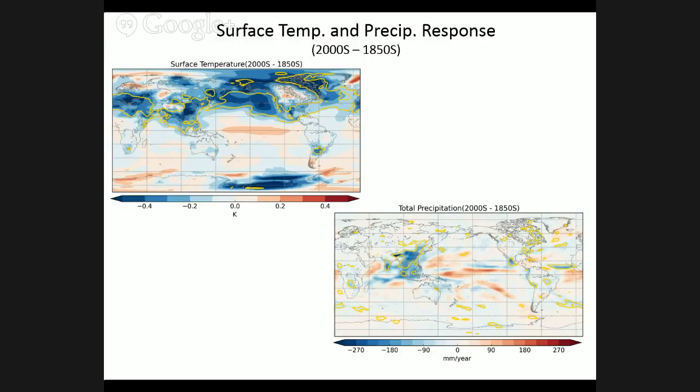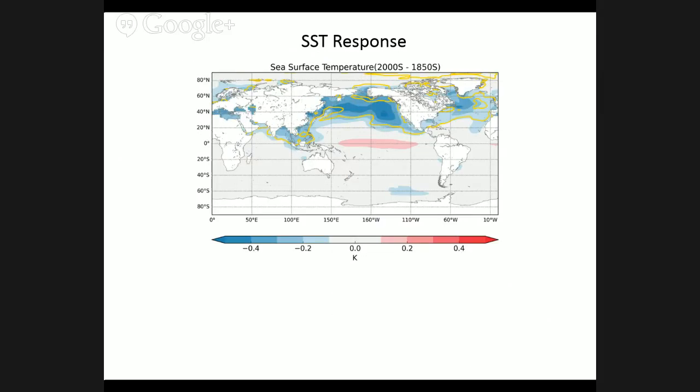Okay, so after this, let's move on to the SST. So this is the SST response. As you can see, again, there is a big tropical Pacific warming over this region, and again you could see the earlier cooling pattern even in the surface temperature. Now let's concentrate on the tropical Pacific.